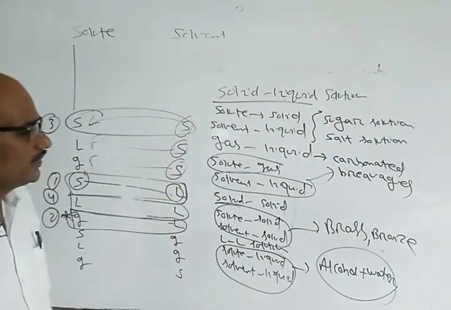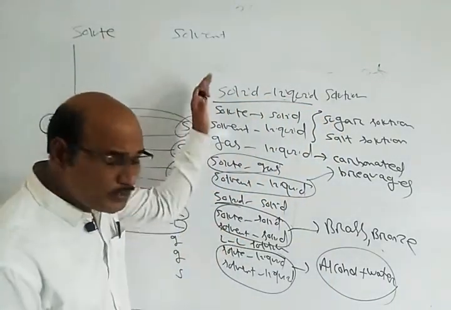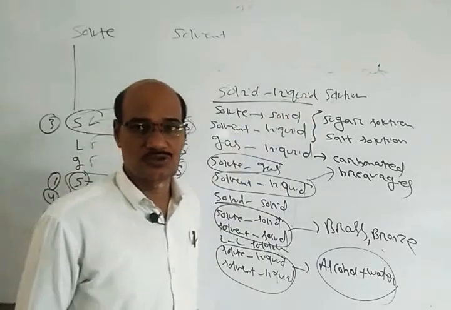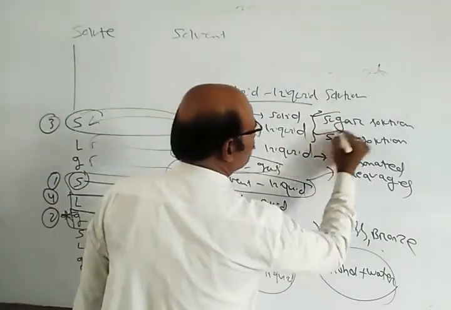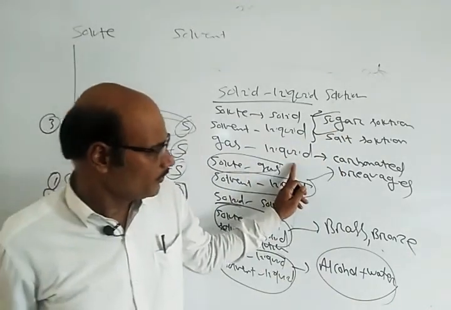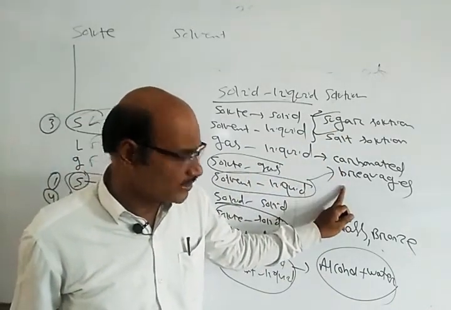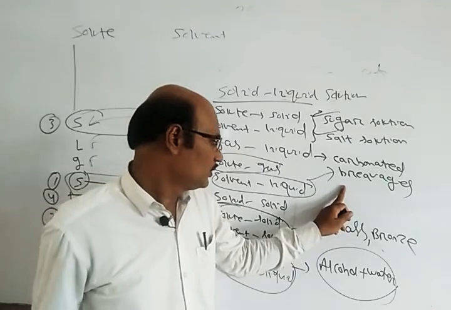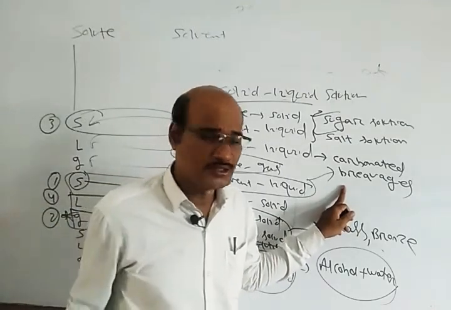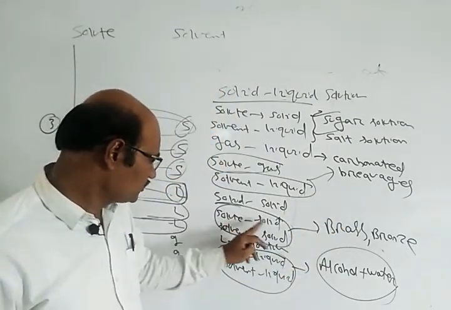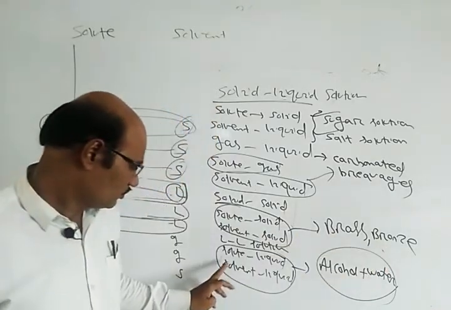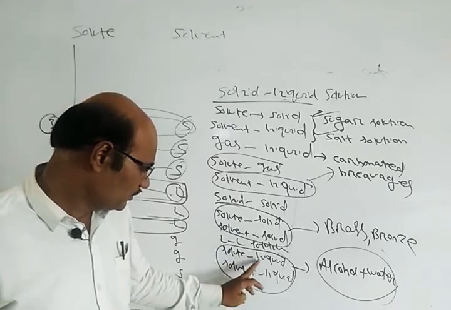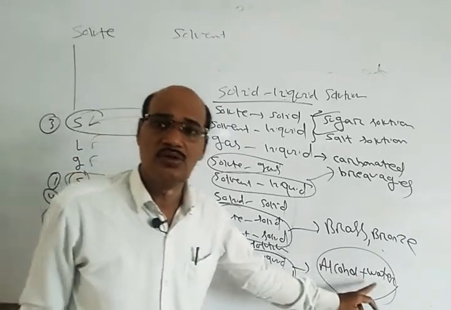Okay. So here are the examples of these important types of solutions. Solid in liquid, we have taken sugar solution or salt solution. Gas in liquid, we have taken carbonated beverages, like the soft drinks. And solid in solid, we have taken brass or bronze here, and also liquid in liquid, alcohol and water here.